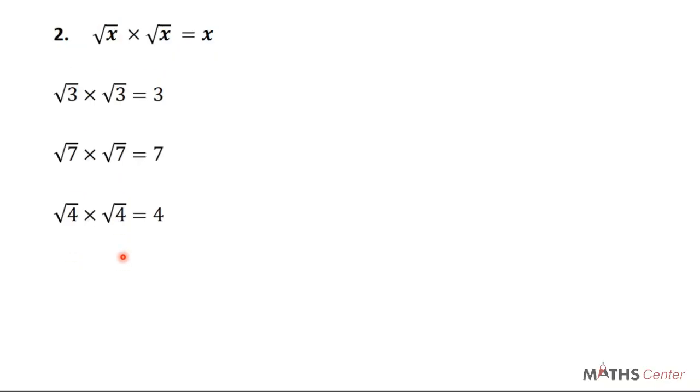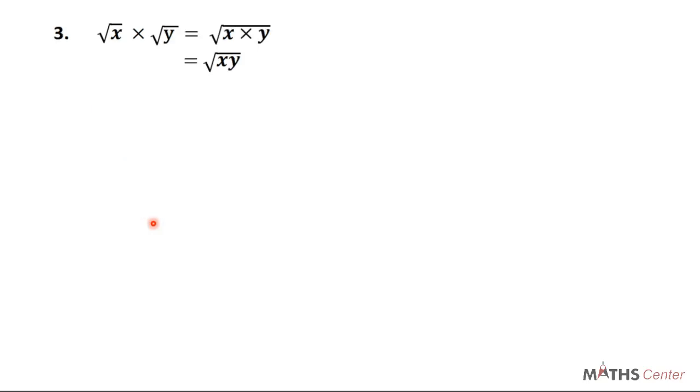Let's look at the second property. If you have square root of a term times square root of the same term, it is equal to the term in question. So here, square root of x times square root of x will give us x. So if you have square root of 3, you multiply that with square root of 3, you get 3. If you have square root of 7, you multiply that by square root of 7, you get 7. If you have square root of 4 and you multiply that by square root of 4, you are going to get 4.